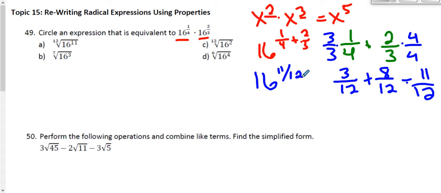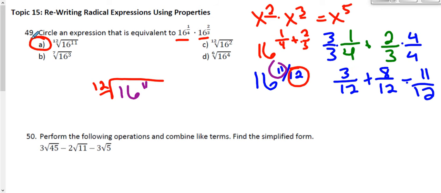Now all of the possible answers are written as radicals, so we have to remember what the fraction exponent means. The numerator is what we raise 16 to as an exponent, and the denominator is what we root 16 to as an index. So 16 to the 11th power and the 12th root, which is a.